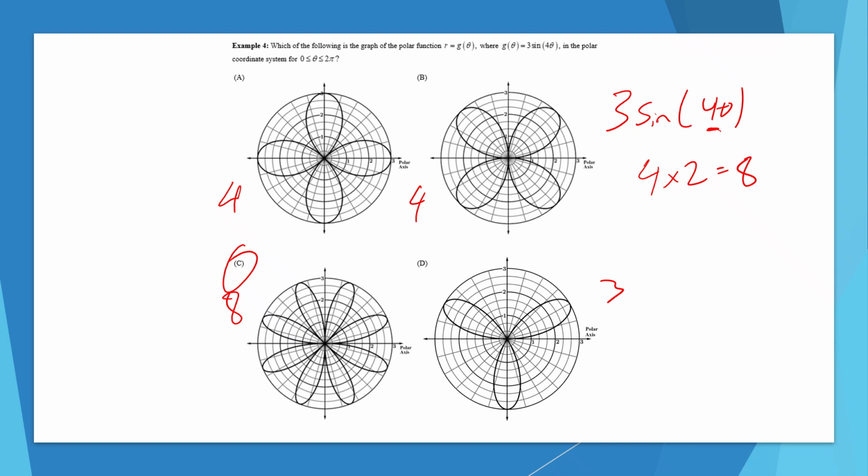All right. So there will be a question just like this on your quiz. Pretty easy as long as you know the rule.